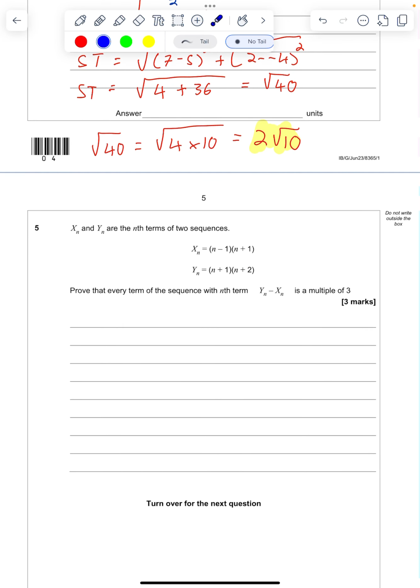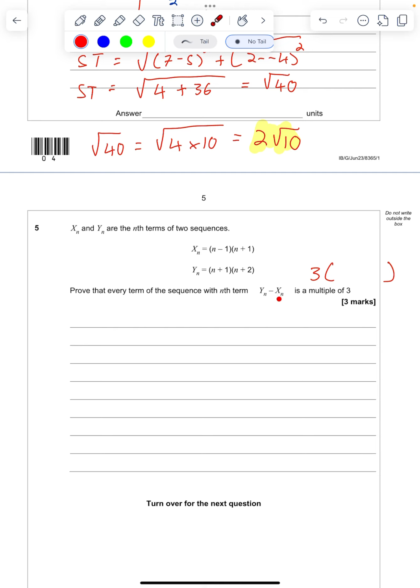Question 5, here we go. x_n and y_n are both nth terms of 2 sequences. Prove that every term in a sequence with the nth term y_n take away x_n is a multiple of 3. Now, to prove it's a multiple of 3, you're going to have to end up factorizing out a 3 from something, because 3 times anything will give you a multiple of 3. And it's 3 times a whole number, an integer, that will give you a multiple of 3.